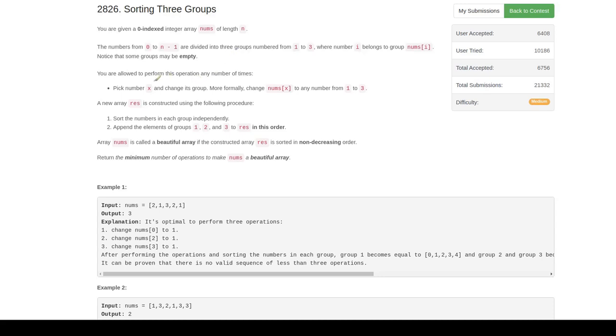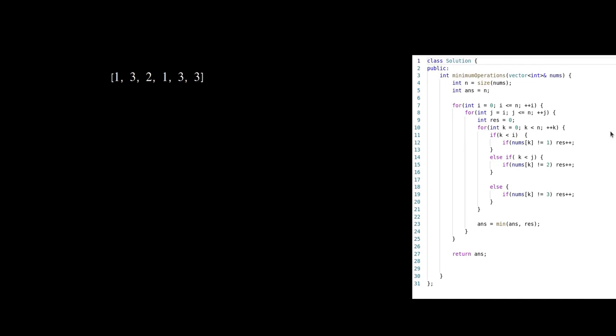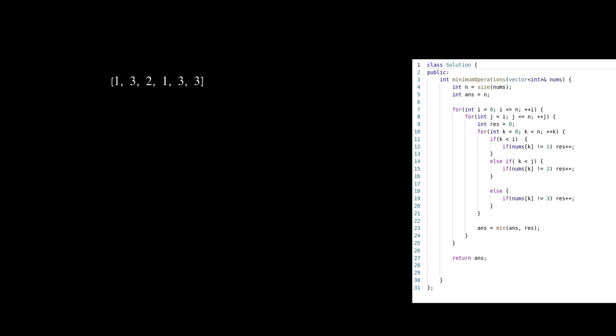Hi, this is the LeetCode question Sorting Three Groups. This is the third question of Biweekly Contest number 111. To solve this question, we will use a brute force technique.